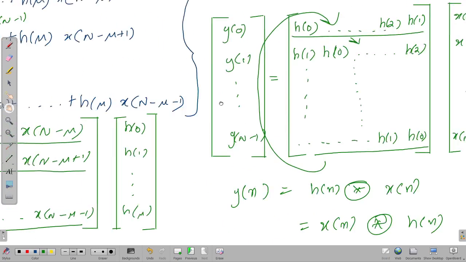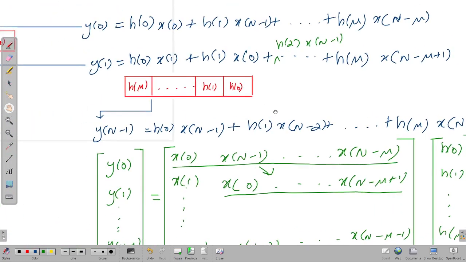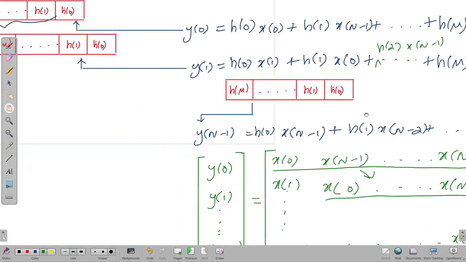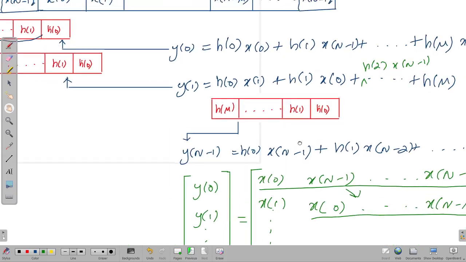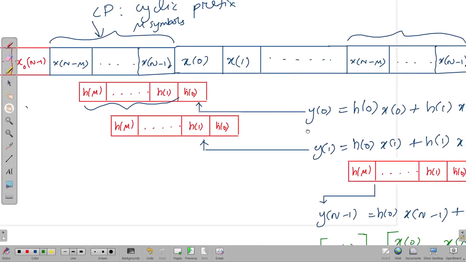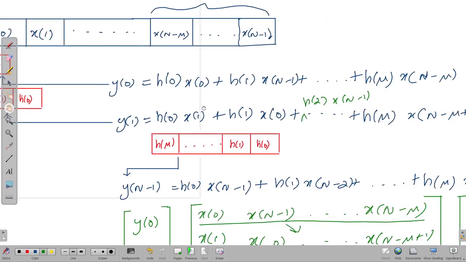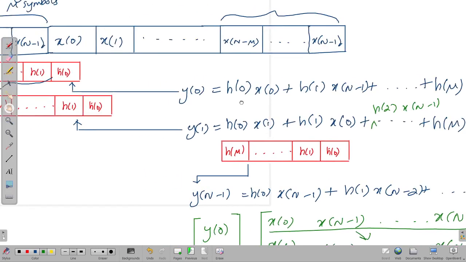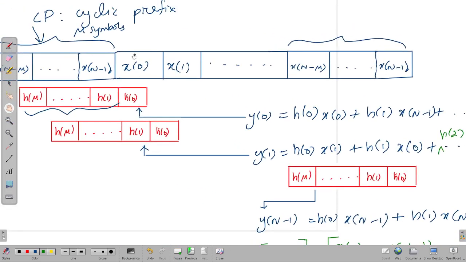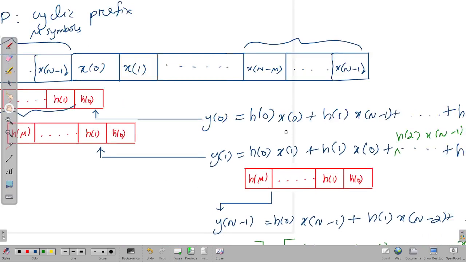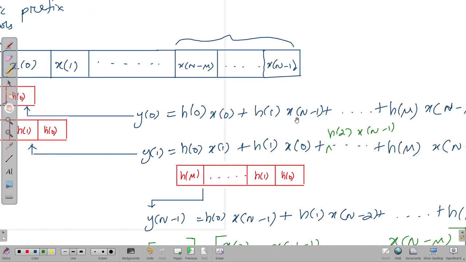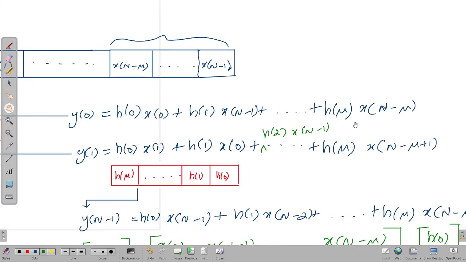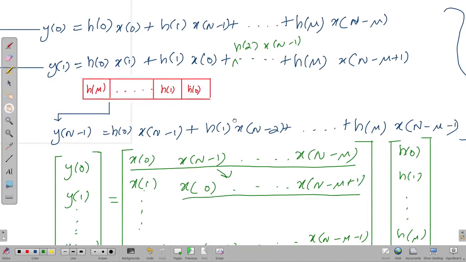And why did this circular shift happen? It happened because you have added the cyclic prefix, and because of the addition of the cyclic prefix, when you sample even the first symbol, it feels like the symbol is periodic in nature because the previous samples are coming up. The previous samples came up because of the addition of the cyclic prefix. Okay, so that is what is happening here.